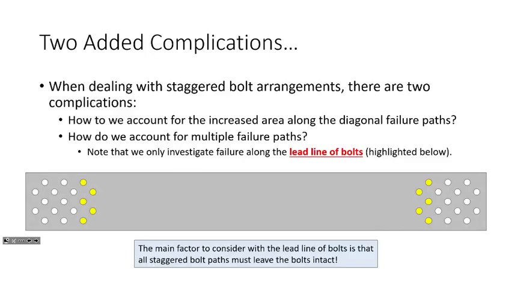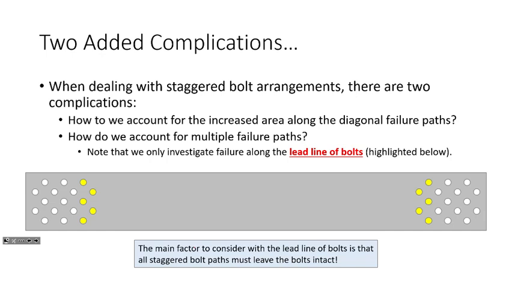All right. Now, whenever you're dealing with a staggered bolt arrangement, there are two things that you have to consider. There are two added complications. The first is, how do we account for the increase in area, right? Because there is an increase in area. And second, how do we account for multiple failure paths?